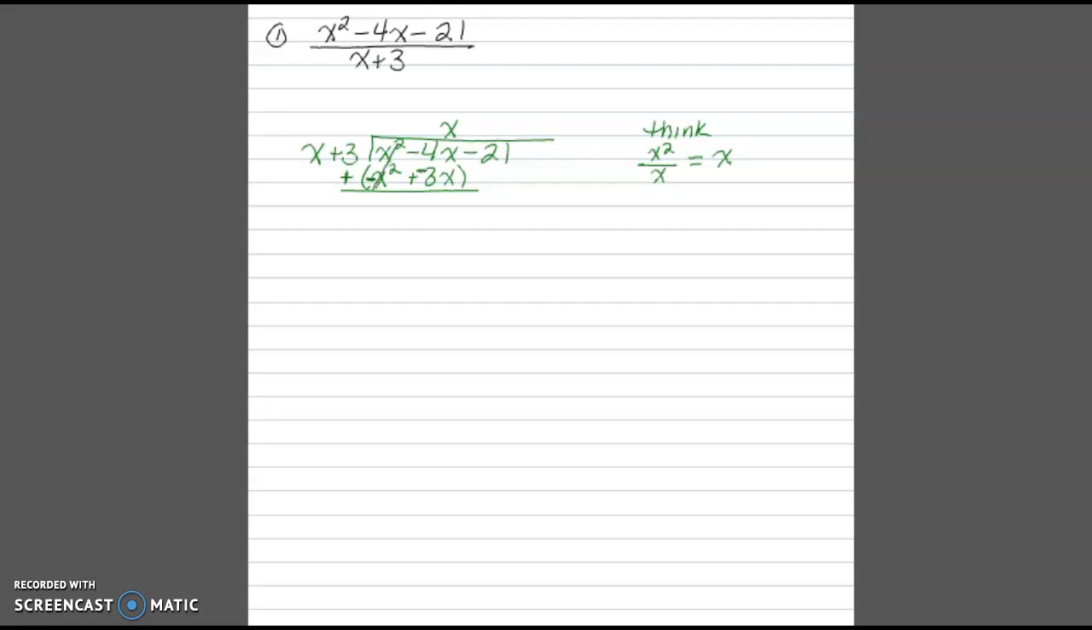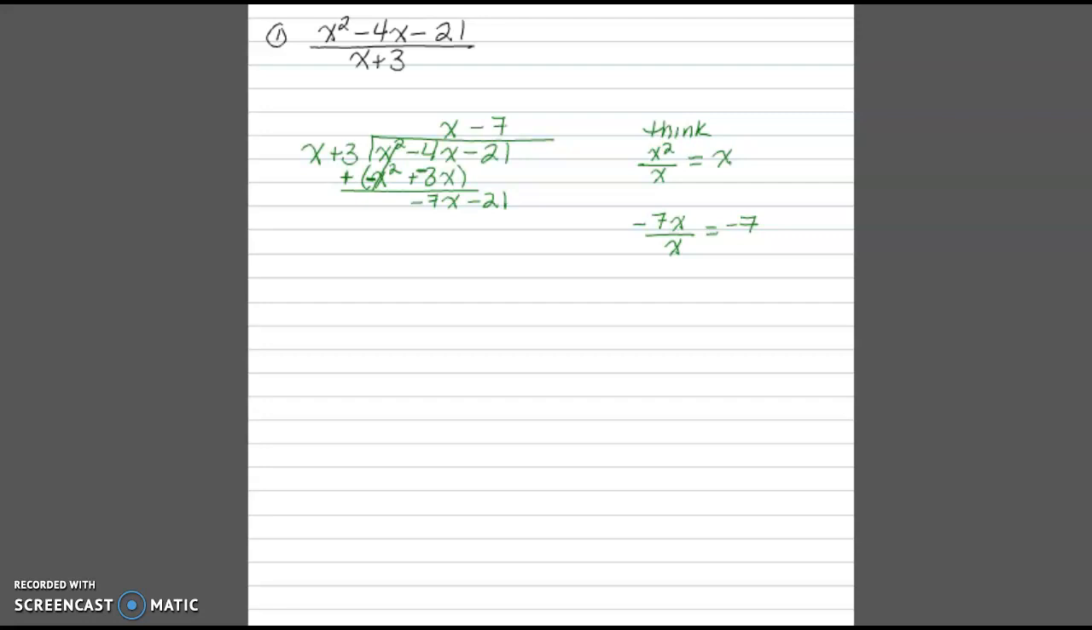So the first two terms should always cancel out here, and then make sure that you are adding appropriately. So that gives us negative 7x. We're going to bring down our next term, negative 21, and repeat the process. Now I'm dividing once again, but I'm dividing negative 7x by x. So that's what I'm thinking about, and I'm just writing that off to the side here. When I divide those two terms, I'm left with negative 7, and that goes in my quotient up top.